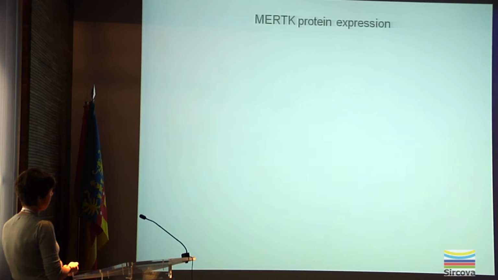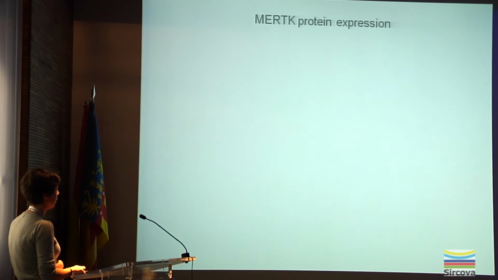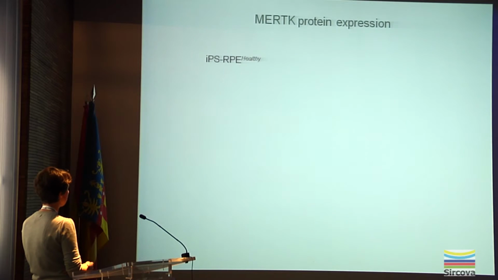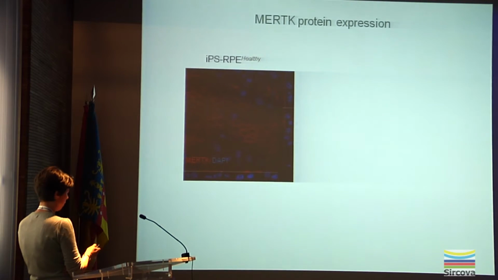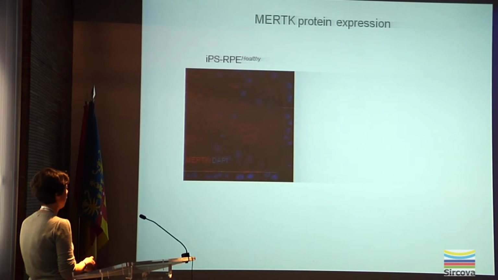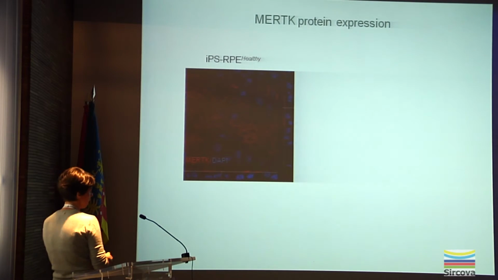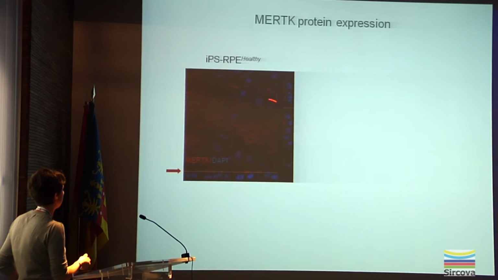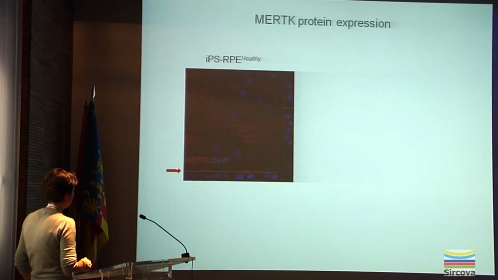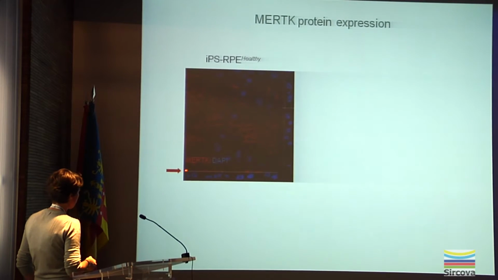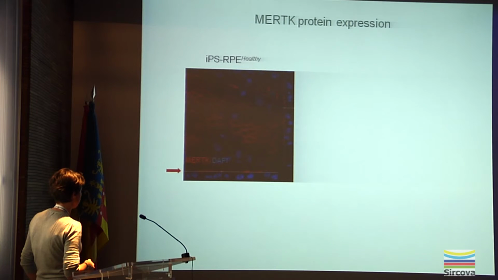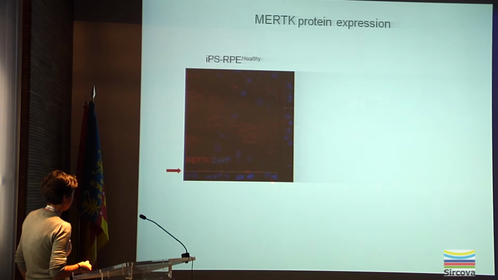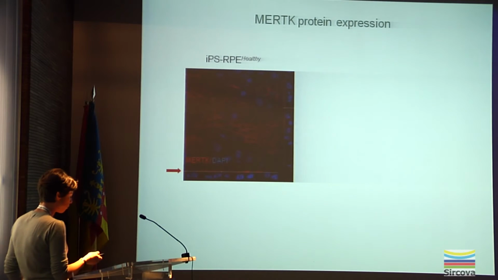However, when we looked at the expression of the MERTK protein, we see a nice expression of the MERTK protein in the healthy individual RPEs. This is a focal section, this is a basolateral section, and this is a vertical section. You can see here that MERTK is correctly distributed on the apical part of the RPE monolayer. You can see here that this is a monolayer. The blue is the nuclei of the RPE cells.